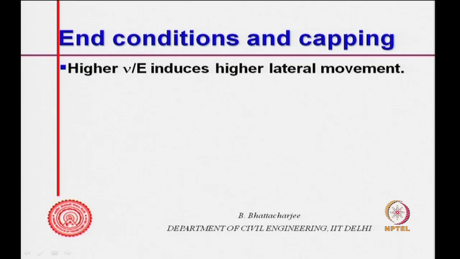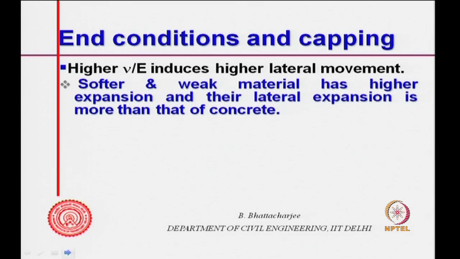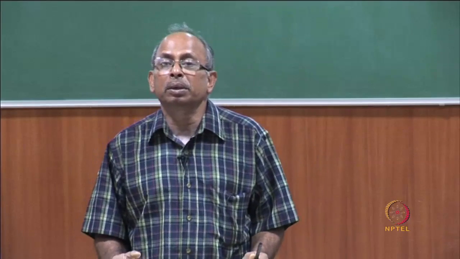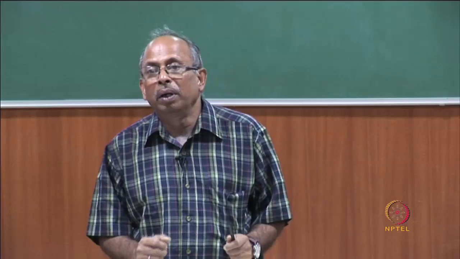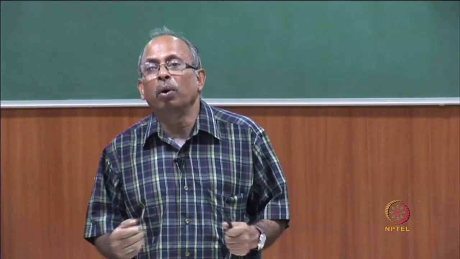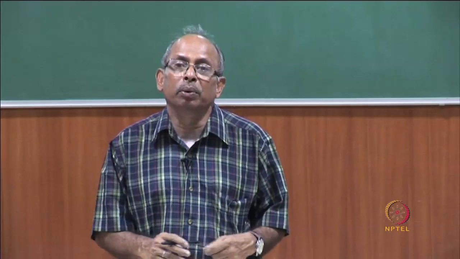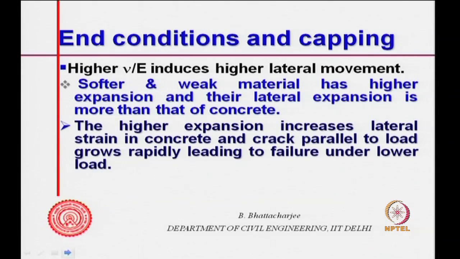I am just erasing it out now. So, softer and weak material has higher expansion, and its lateral expansion is more than that of concrete. So, if that moves, concrete will automatically also move, and the Platen effect will get reduced significantly. Softer and weaker material will reduce it. The higher expansion increases lateral strain in concrete, and cracks parallel to the load grow rapidly, leading to failure under lower load.